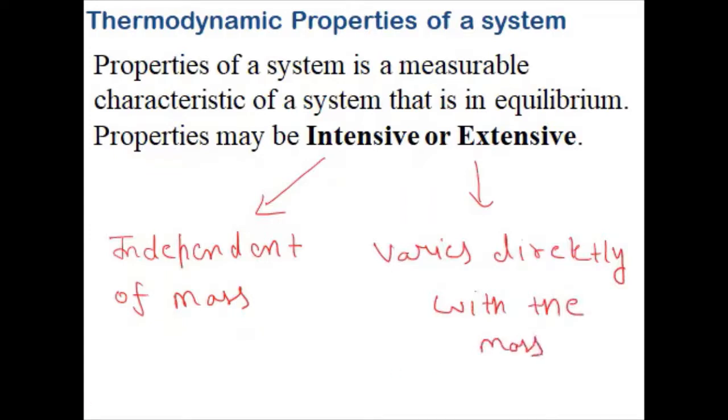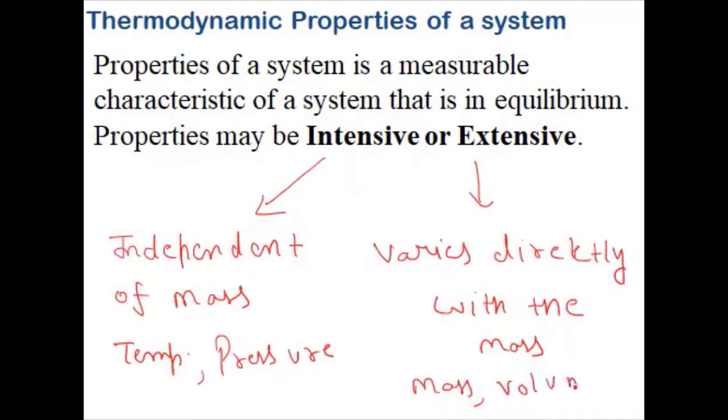Examples of intensive properties are temperature, pressure, and density. These are a few examples of intensive properties. On the other hand, examples of extensive properties are mass, volume, energy, and enthalpy. Let's understand these properties more by taking an example of a room or a container.